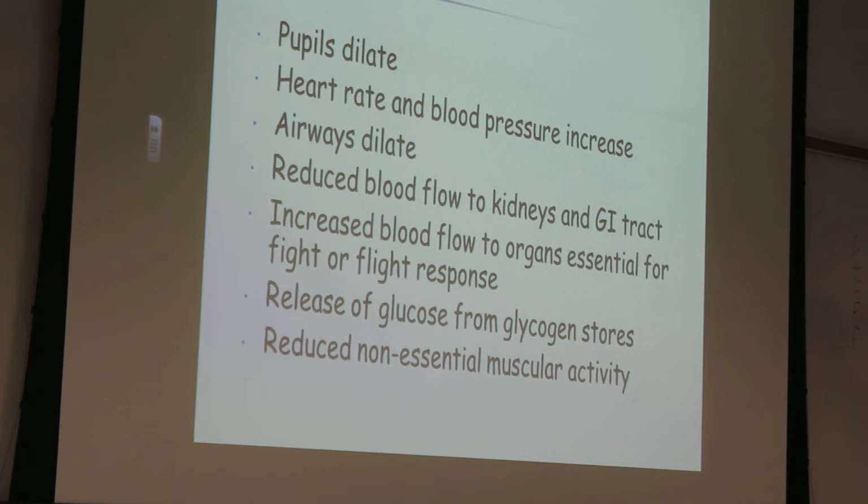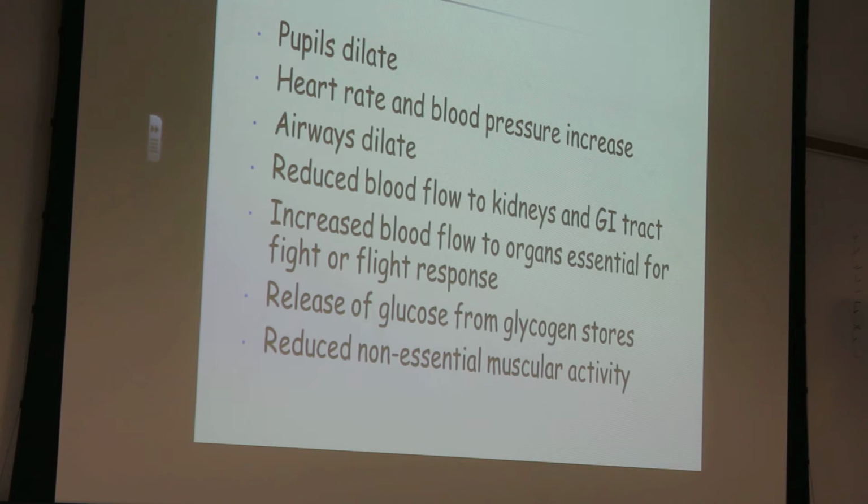Hey, what happens to your pupils if you see somebody that you like? They get bigger or smaller? Bigger. They get bigger, right? So if you see somebody you like, your pupils get really big. And if they get small, they probably don't like you so much, right? Anyway, so pupils dilate, heart rate increases, blood pressure increases.